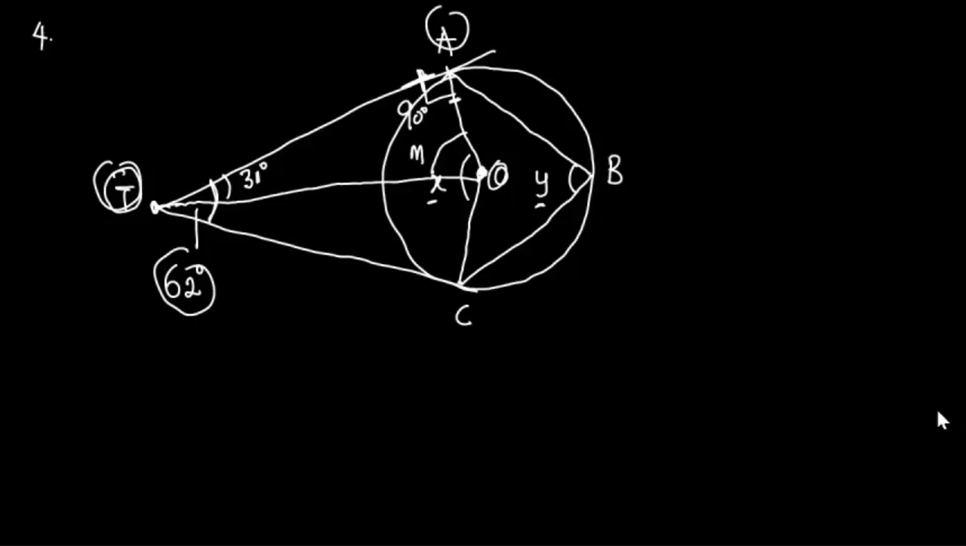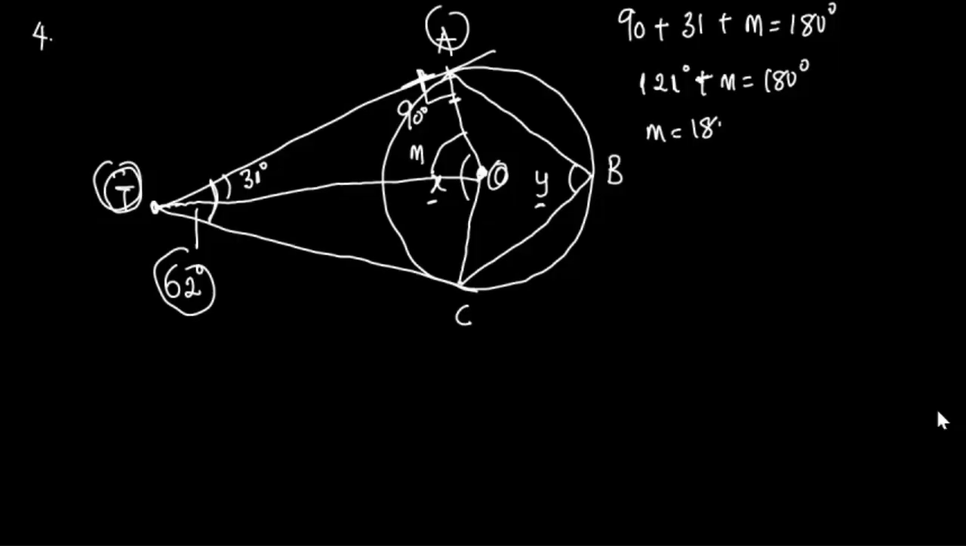In that part, we have a triangle, and recall that the sum of angles in a triangle is equal to 180 degrees. So 90 plus 31 plus M is equal to 180 degrees. And 90 plus 31 will give us 121 degrees, plus M is equal to 180 degrees. Now M is equal to 180 minus 121. So when you subtract, you are going to have 59 degrees. So therefore, one part is 59.